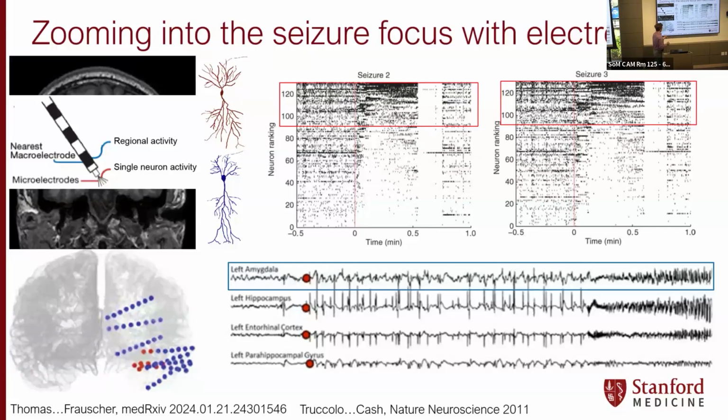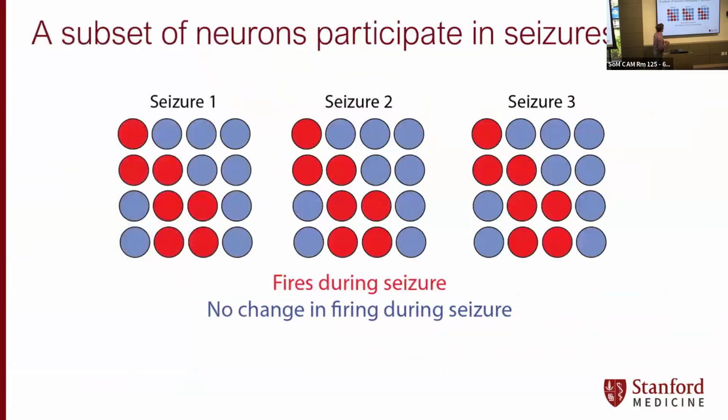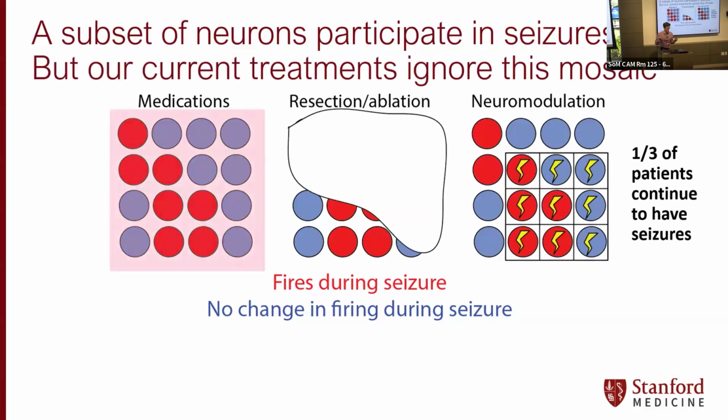And so from that, with my simplistic design of a seizure focus here with 16 neurons, you can imagine a mosaic. There's maybe a few neurons in red here that fire during the seizure, and there's several neurons in blue that don't really change. And so you have a mosaic within this seizure focus, and the population of neurons from one seizure to the next are pretty similar. They're not exactly the same, but they're fairly similar. However, our current treatments basically ignore this mosaic.